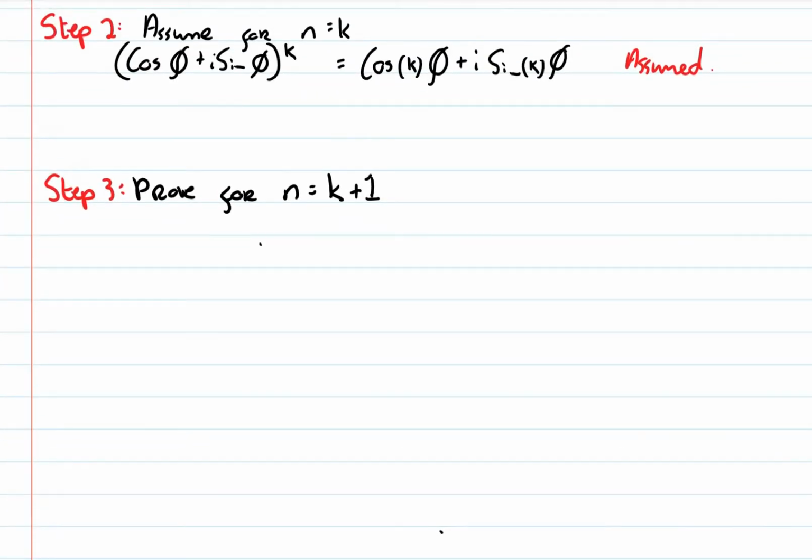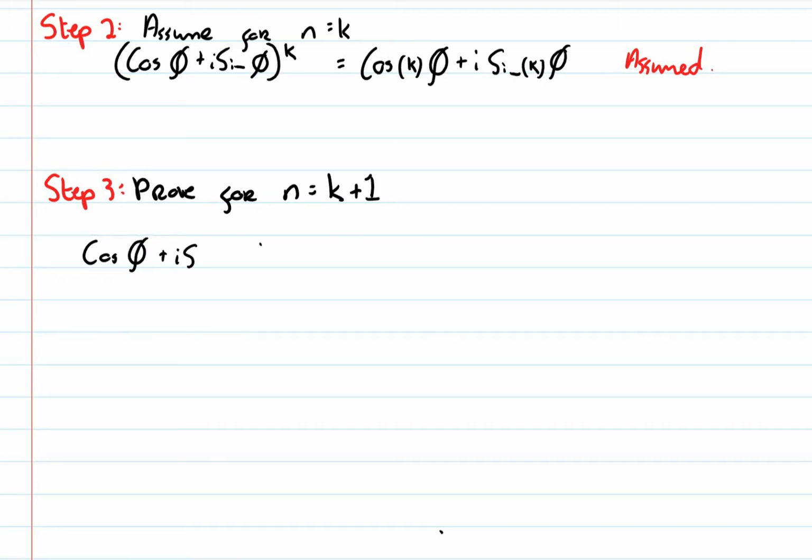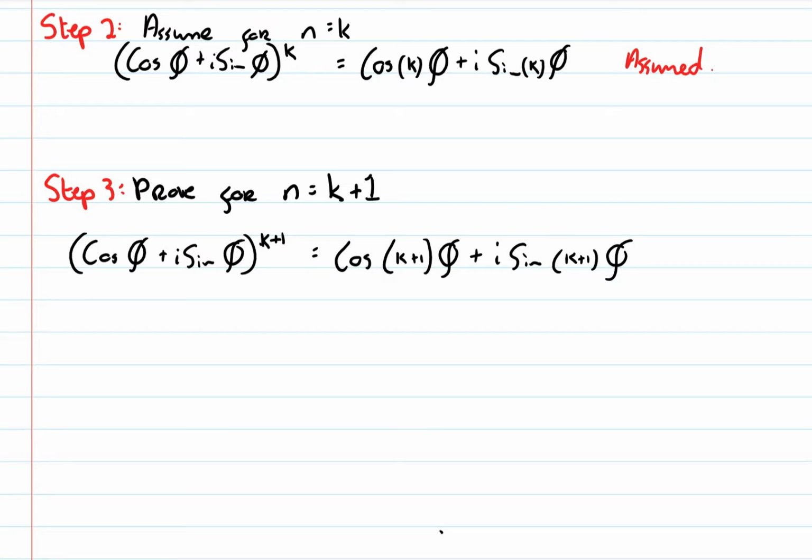The next step then, we want to prove it for n equals k plus 1. So anywhere I see n, I put in k plus 1. Right, let's go. So we have (cos theta plus i sin theta) to the power of k plus 1. That equals cos (k plus 1) theta plus i sin (k plus 1) theta.